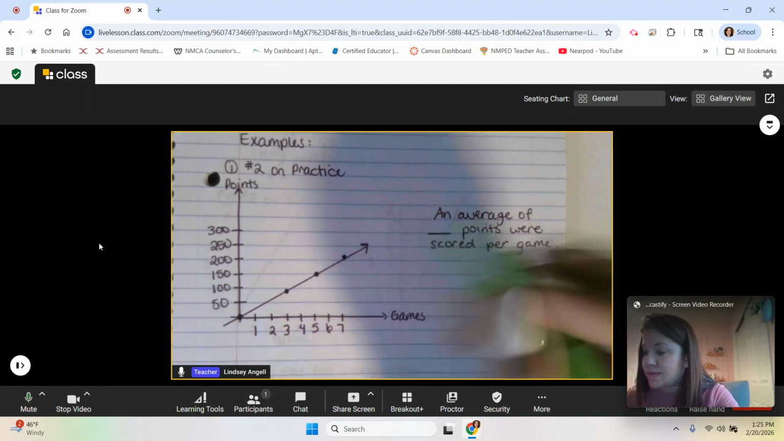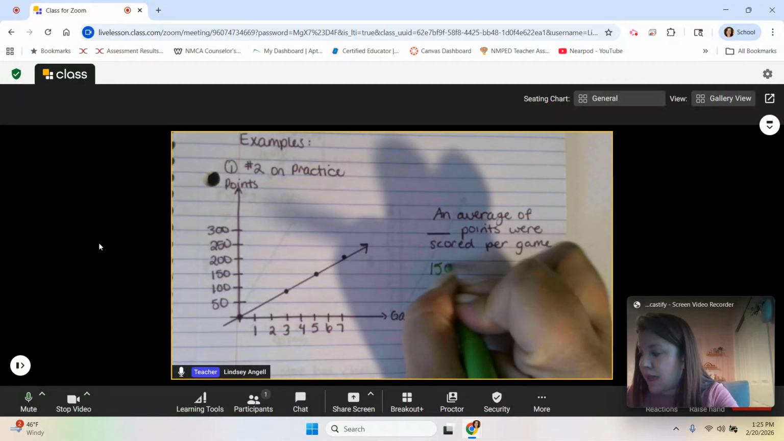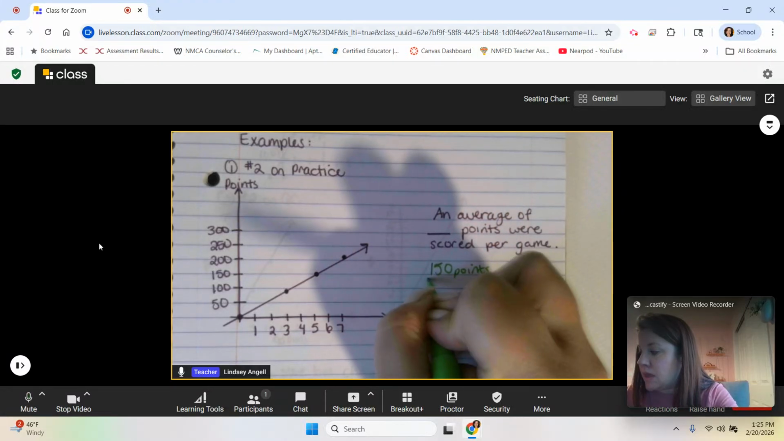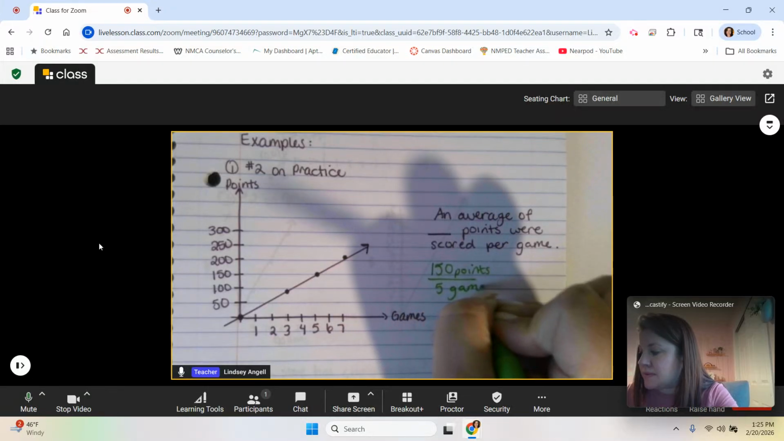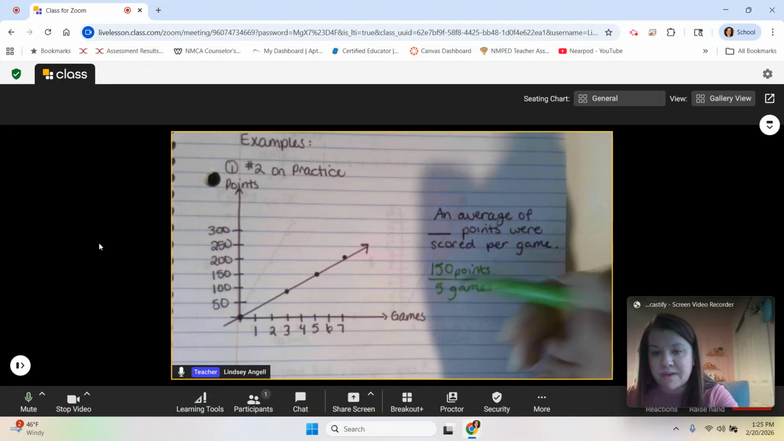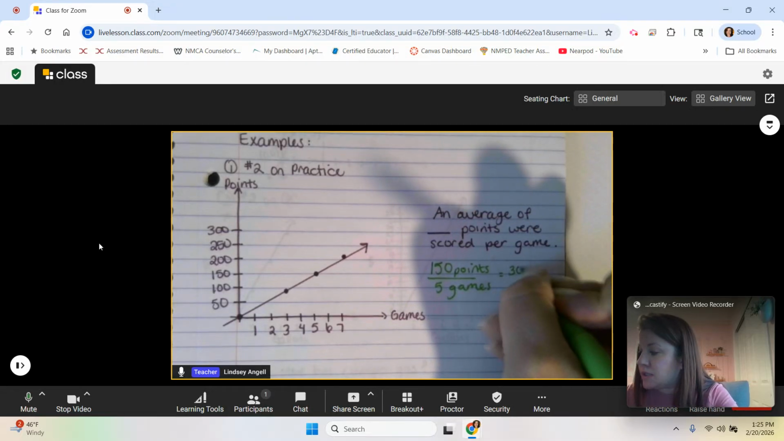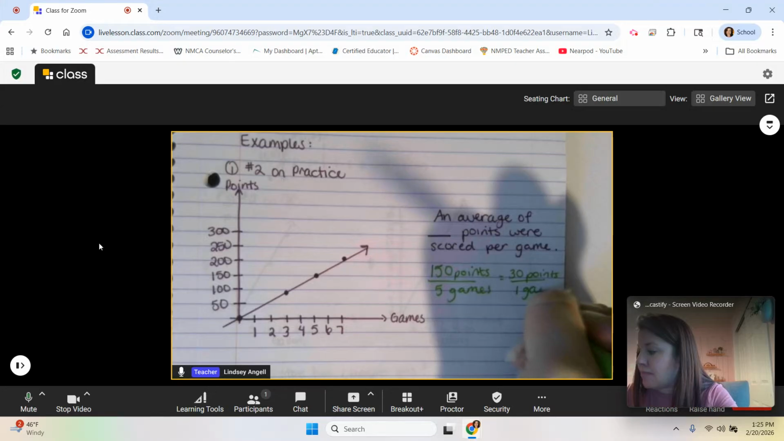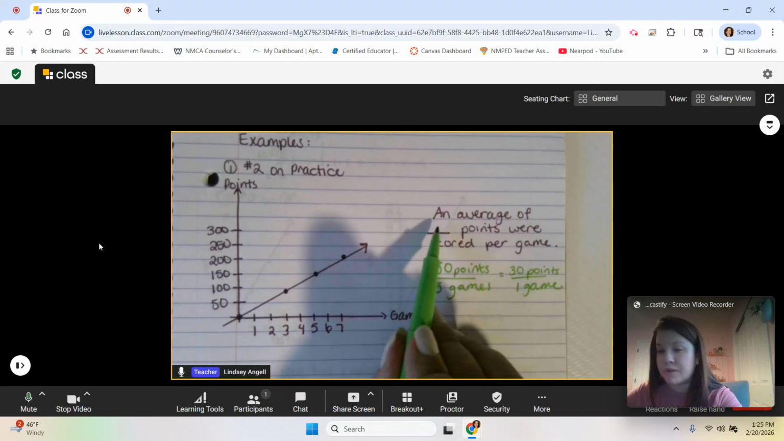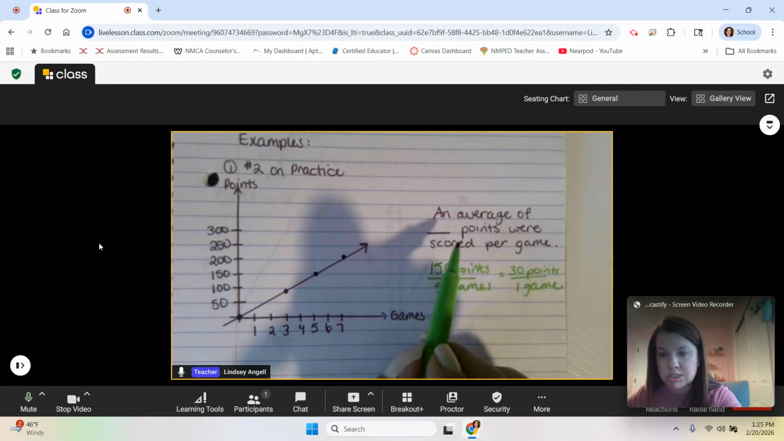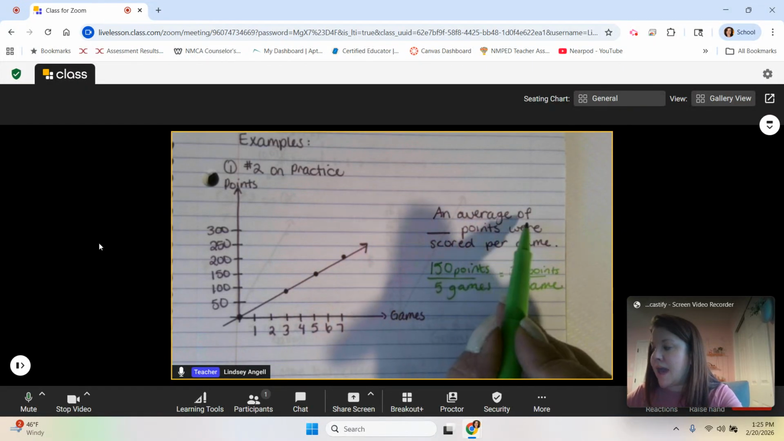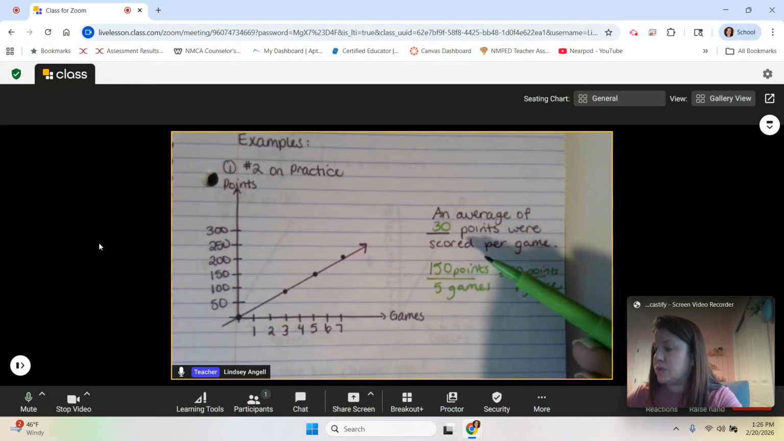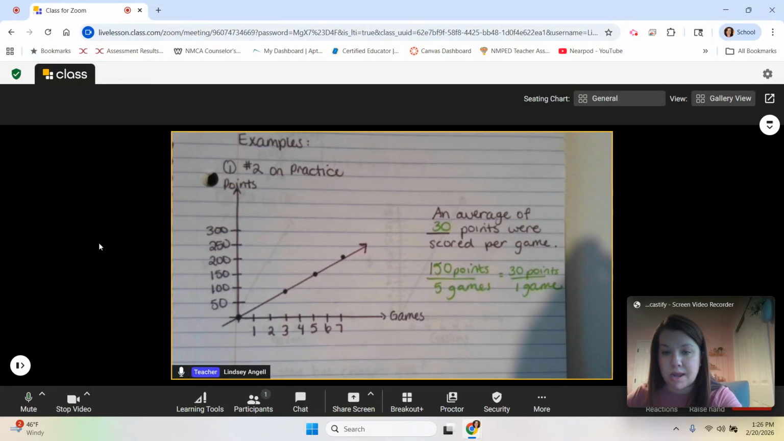So I can use that one, and I can say, okay, if we have 150 points in 5 games, well, I can do 150 divided by 5, which is 30 points out of 1 game. Okay, so to fill in the sentence, and this is the part that you would need to do on your practice, is an average of 30 points per game, or points were scored per game. Okay, that's what that would end up being.